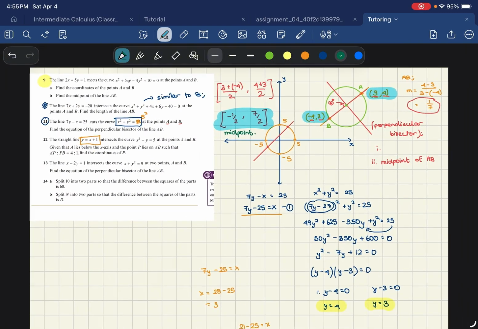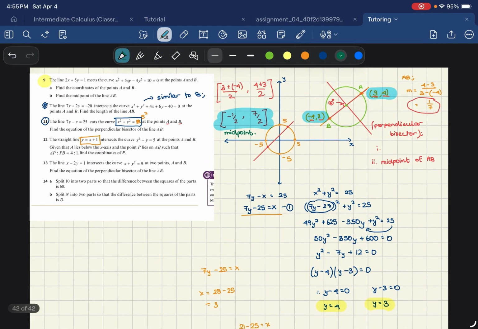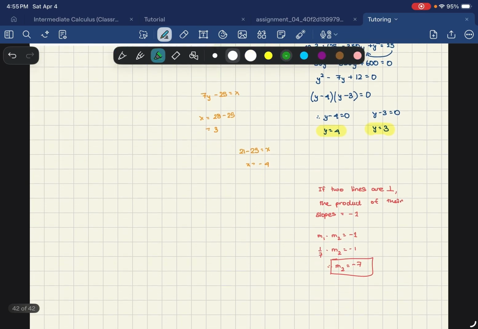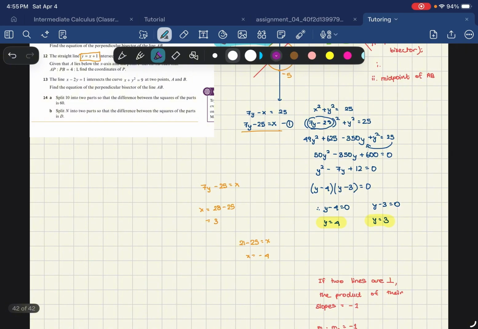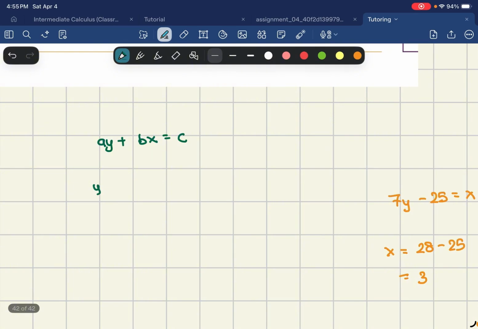All right, and now that we have the midpoint and we have the gradient, we can use a formula. There are many ways to write a linear equation, right? One of the ways is ay plus bx is equal to c. That is one way. You have another form called y2 minus y1 is equal to m(x2 minus x1). And we call this the slope.